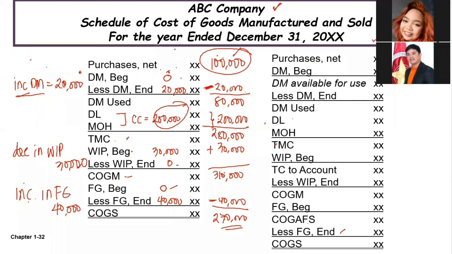So yun ang gamitin mo. Pero kung mas madali sa'yo na mag-assign ng 0 dun sa isa sa beginning or ending, depende sa situation, that's the time na yun ang gamitin mo. Kung alin yung mas convenient para sa inyo. Okay? So I'll just check.